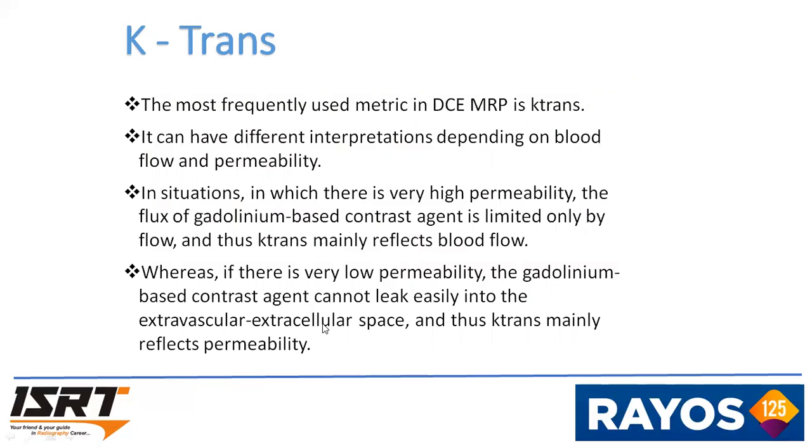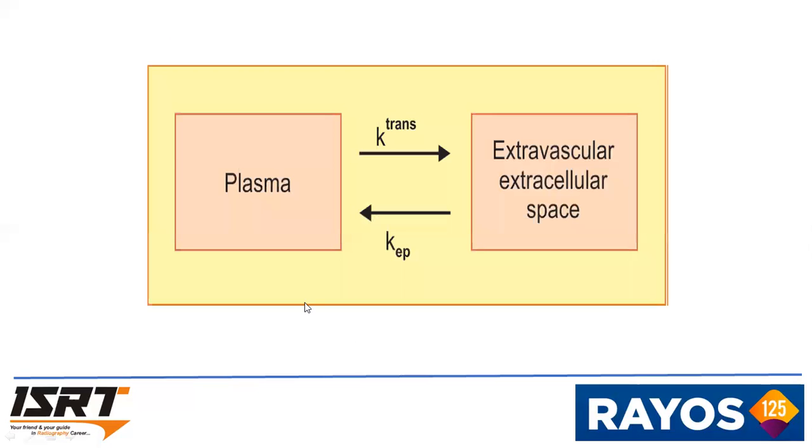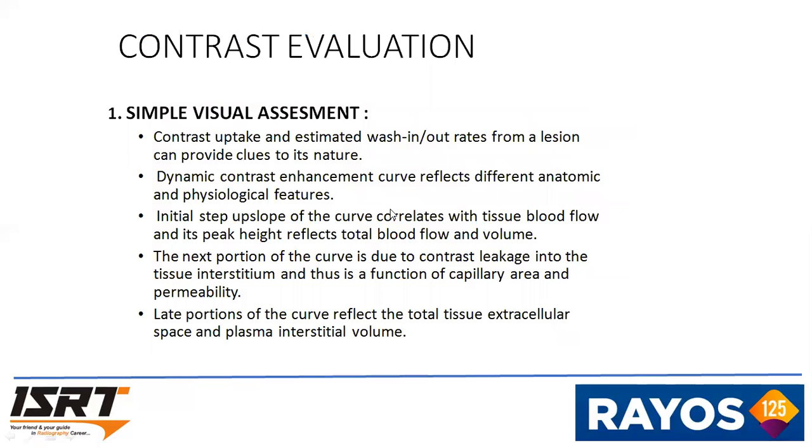Whereas if there is very low permeability, the gadolinium-based contrast agents cannot leak easily into the extravascular and extracellular space, and the Ktrans mainly reflects the permeability. The transfer from the plasma to the extravascular and extracellular space is Ktrans, and from the extracellular space back to the plasma is denoted by KEP.